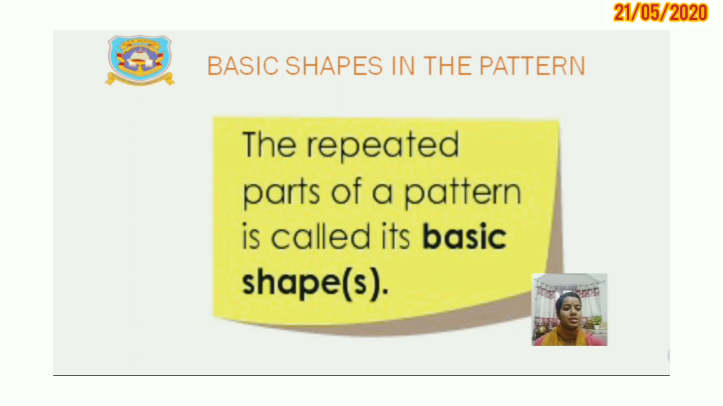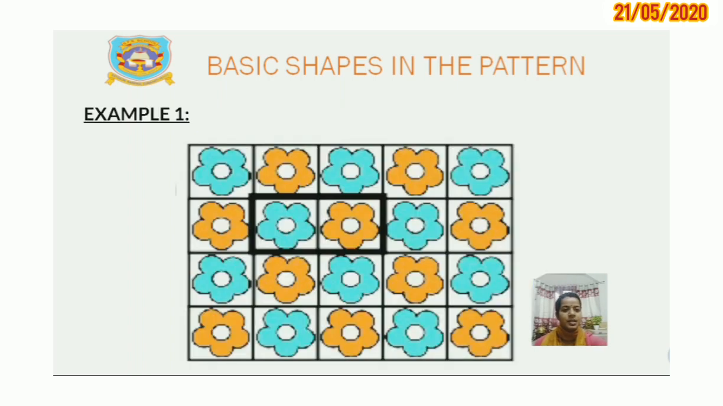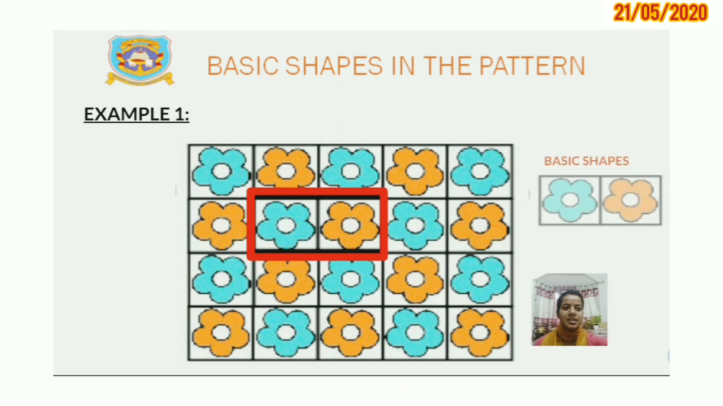Let us solve one example to find out the basic shape in the given pattern. So dear children, observe the given pattern carefully. Find out the basic shape of this pattern. Okay, let me help you. Look at the screen very carefully. I have highlighted the part of the pattern which is repeated again and again, which is nothing but its basic shape. So this is the basic shape.